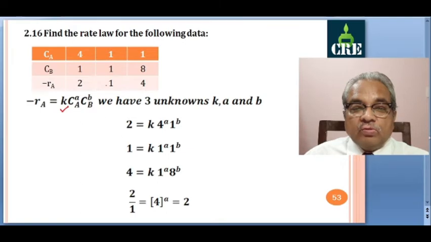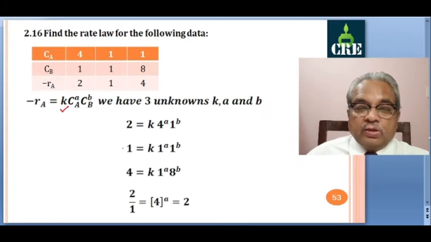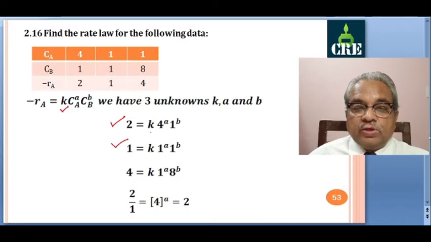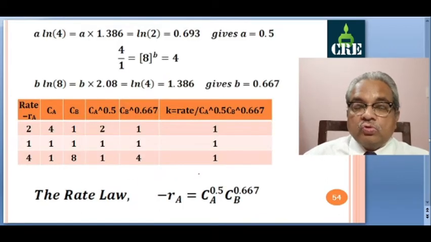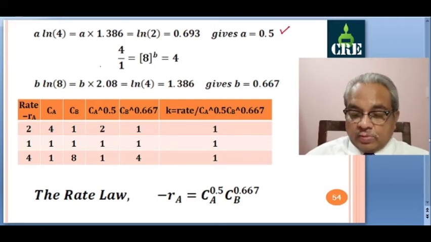Similarly for the second one, 1 is equal to K, Ca raised to a means 1 raised to a, 1 raised to b. This is 4. 4 is equal to K into 1 raised to a, 8 raised to b. Now I will take the ratio of 1 and 2. 4 by 2 is equal to 4 raised to a, the 1 raised to b cancels out and K cancels out. You get simply 4 raised to a is equal to 2. So this will give you a is equal to half or 0.5.